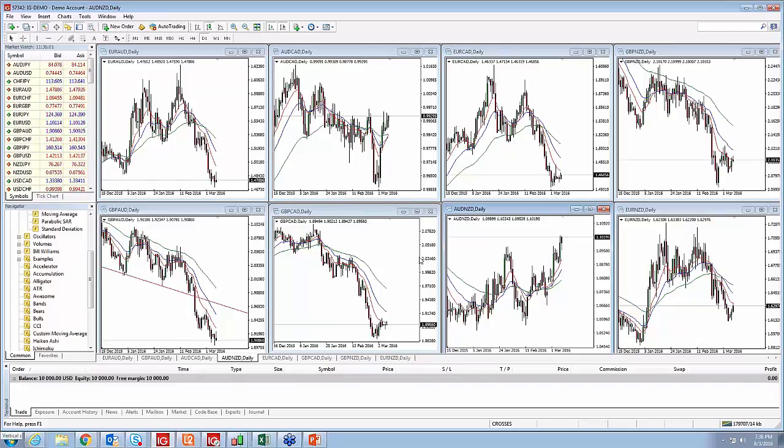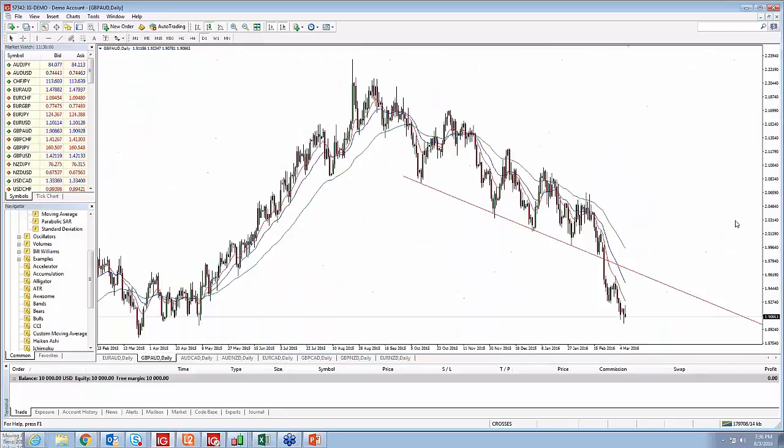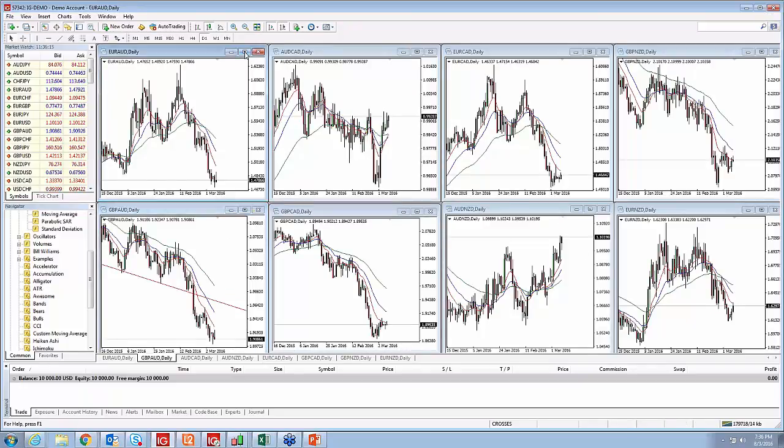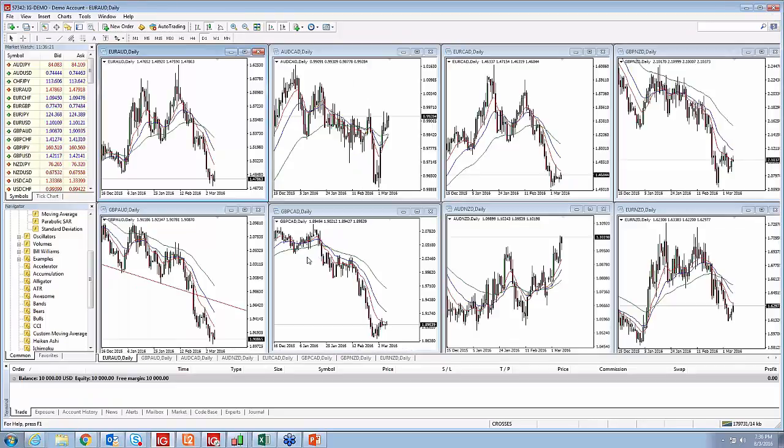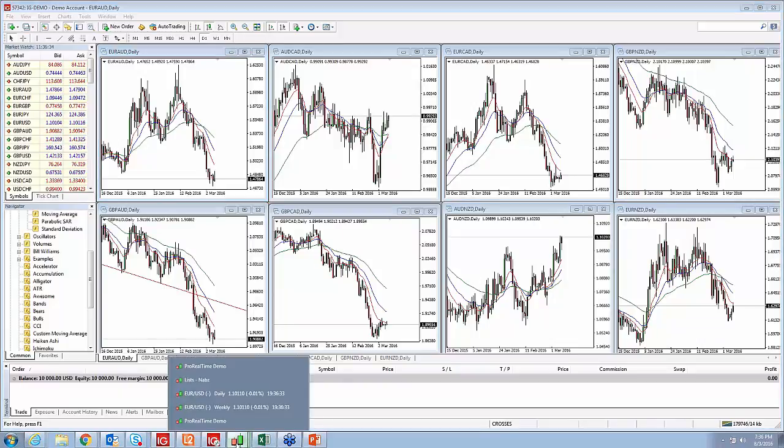Okay, let me just see. If you look at pound Aussie, for example, look at how nicely bearish trending this market is. Same thing for Euro Aussie. Look at that. Beautiful, isn't it? In between, it's been dropping for a few weeks. Right now, it wants to make some kind of retracement. So let me just go to one of them, for example. Let's go to pound Aussie.